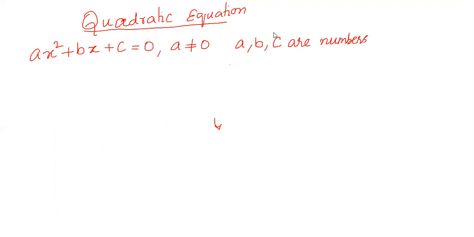And the degree of the equation is the highest power. What is the highest power? It is 2, x squared. The highest power is 2, so the number of solutions is also 2.